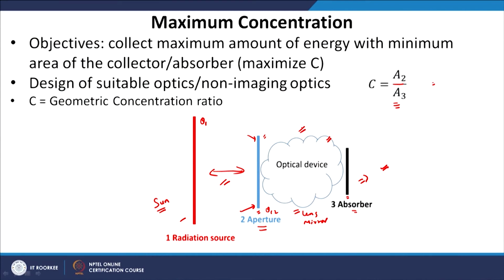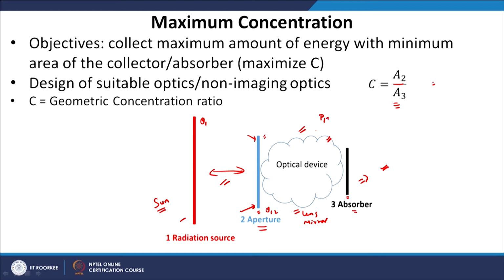So, P21 is the exchange factor between sun and the aperture, which you cannot manipulate, but you can manipulate the absorber by designing optics. So, if you look at this image, you cannot alter what is happening here because the sun is fixed and the aperture is also fixed. But you can change what is happening in this region by designing a suitable optical system. So, we will design mirrors, we will design lenses in such a way that this is maximized.